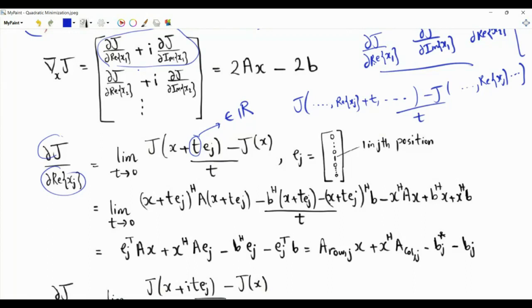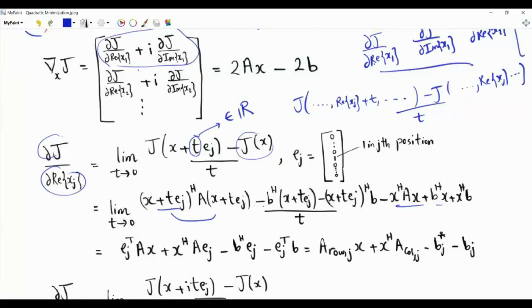Take your function, replace each x by x plus t. So t is a real scalar. e_j again is the vector with 1 in the jth component, 0 elsewhere. And so we replace each x by x plus t e_j, and then we subtract the function itself. And then we divide by t, and then we take the limit. So note, for example, that when we expand this, we will get x Hermitian A x, and it will go with this guy. We will get from here, for example, minus b Hermitian x, it will go with that guy, and so on.